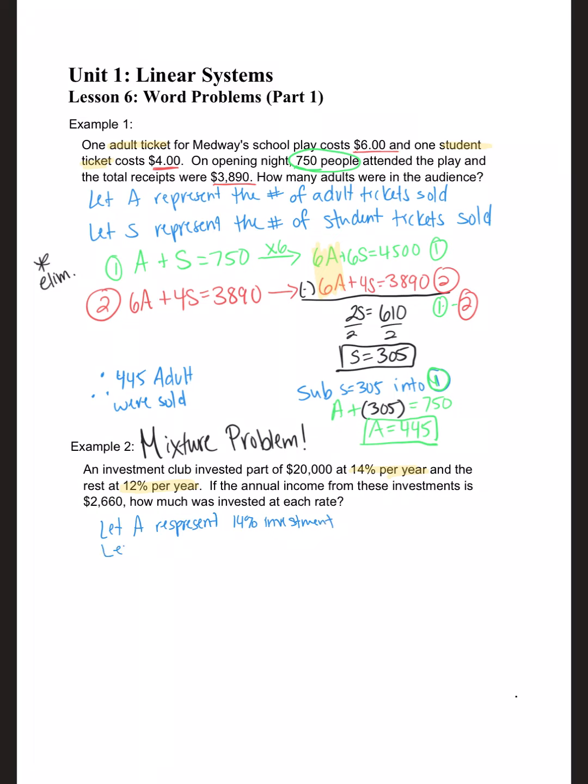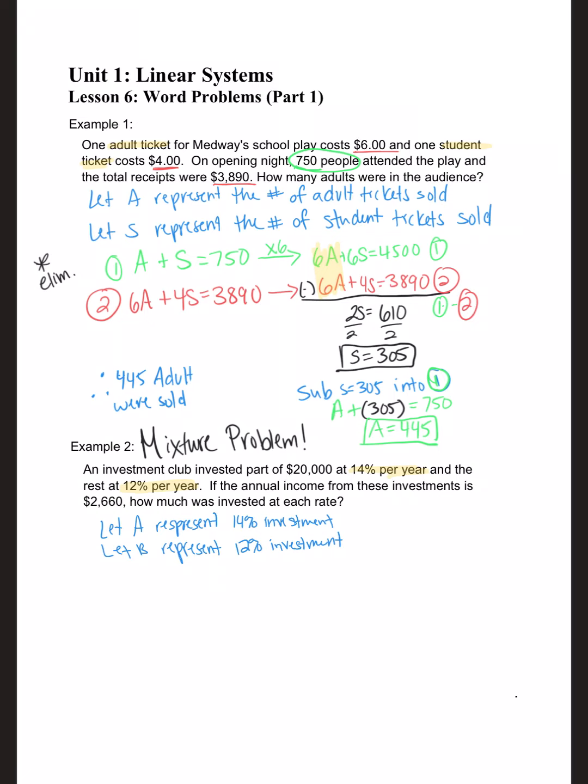And let B represent the 12% investment. Okay, so we'll try to set up our table of values to hopefully understand how much we're going to have here.